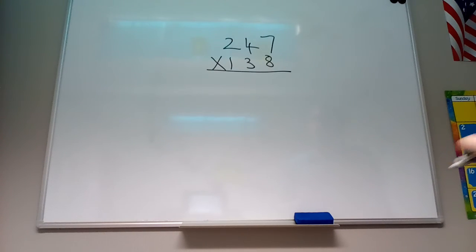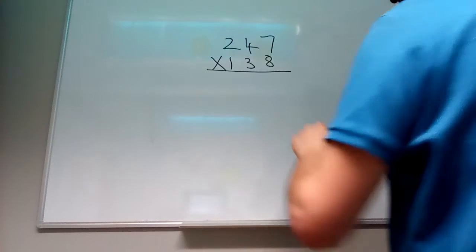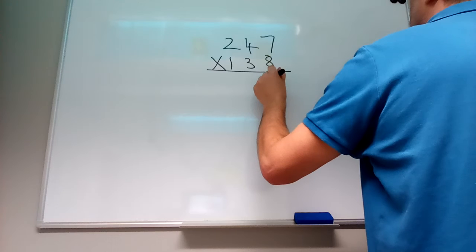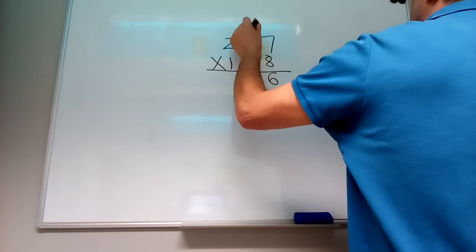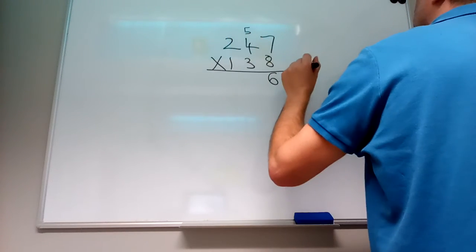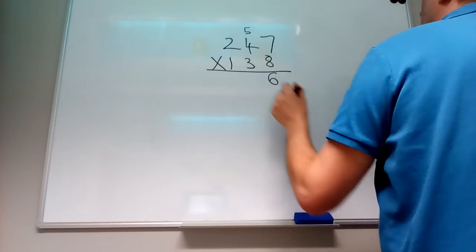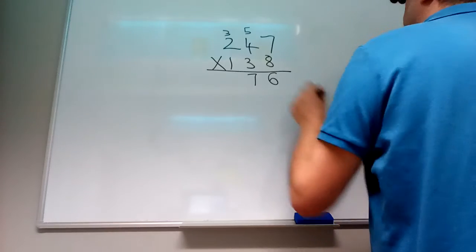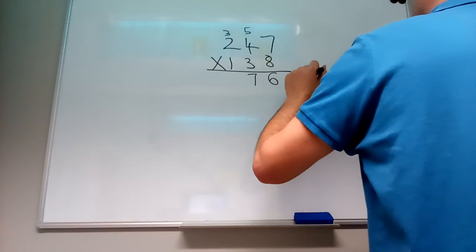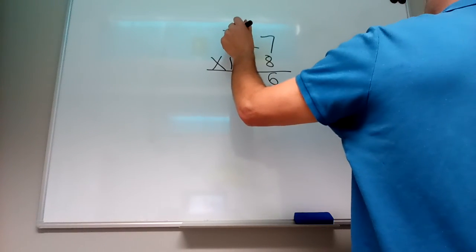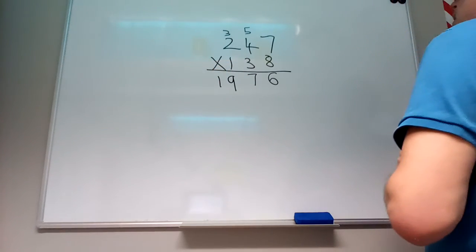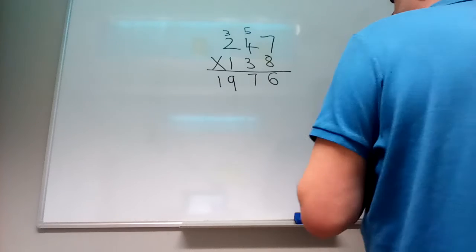We do it the same way we did with 2 digits, except it's going to add 1 extra step. So let's go 8 times 7 is 56. So you put your 6, you carry your 5. 8 times 4 is 32, but we have to add that 5 to it, so that's going to be 37, and we're going to carry a 3. 8 times 2 is 16, plus the 3 makes 19. Okay, so that's our first number.